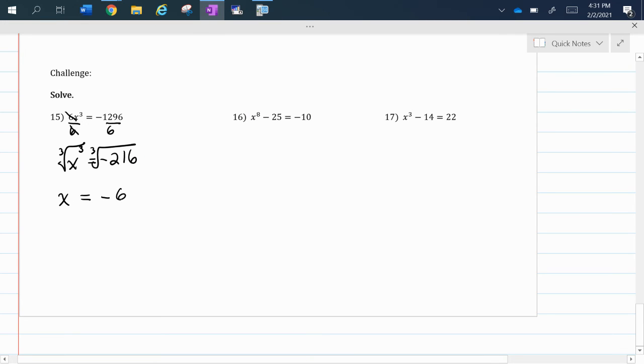So we get 1 real root, remember, because we're taking a cube root. If it was a fourth root or a square root, this is the time when we need plus or minus. Remember, simplifying, principal root, solving, plus or minus.